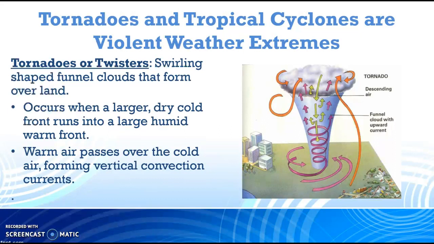So again, instead of it just being like two fronts pushing on each other and moving each other out of the way, when it is very large, it moves in quickly, and because it moves in quickly, it makes this vertical current. So you get that belt or loop, which causes your tornado to form. You can kind of see them showing the loop here.